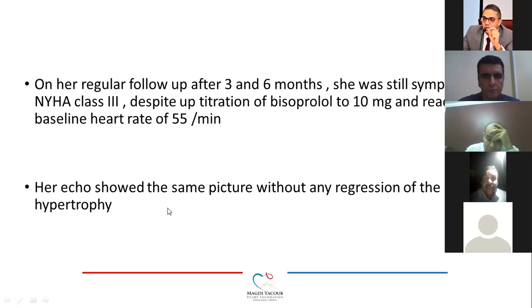We are targeting the symptoms, the functional capacity, the risk of atrial fibrillation, and the risk of sudden cardiac death. So beta blocker can achieve all of these targets, apart from the risk of sudden cardiac death, avoiding the risk of surgery.